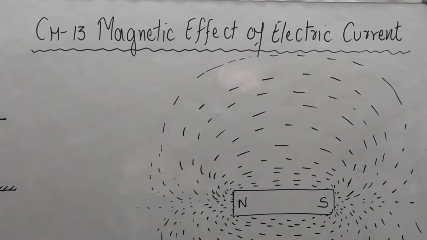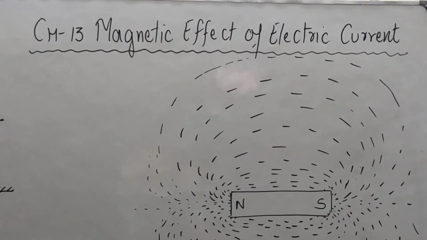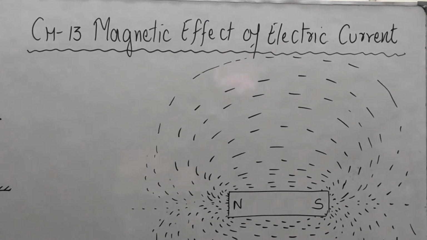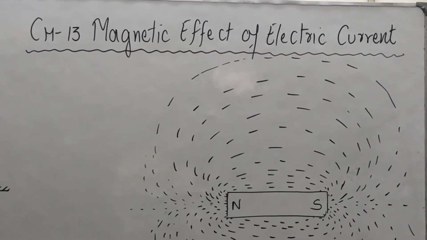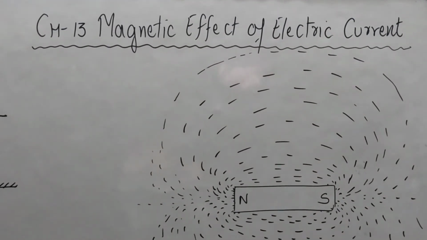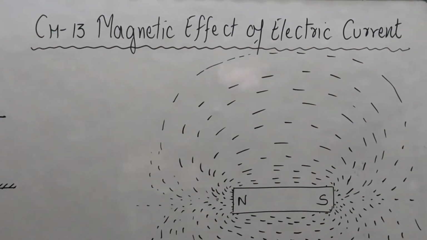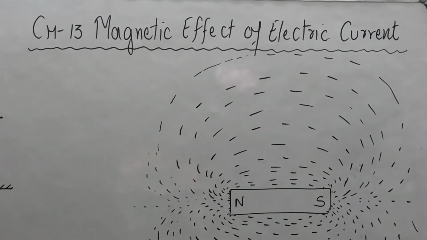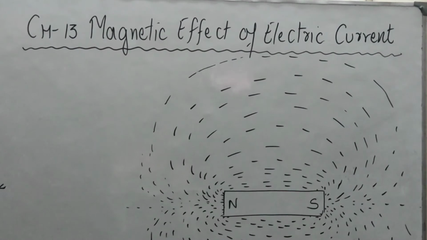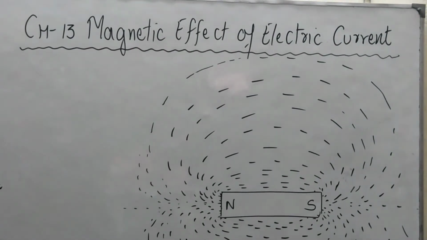So in this chapter, we are going to see one of the other effects of electric current, that is the magnetic effect. Before we start with this magnetic effect of electric current, let us recall certain terms. We will recall those terms, but we will not go in depth. Okay? So let's first see what is magnetism.